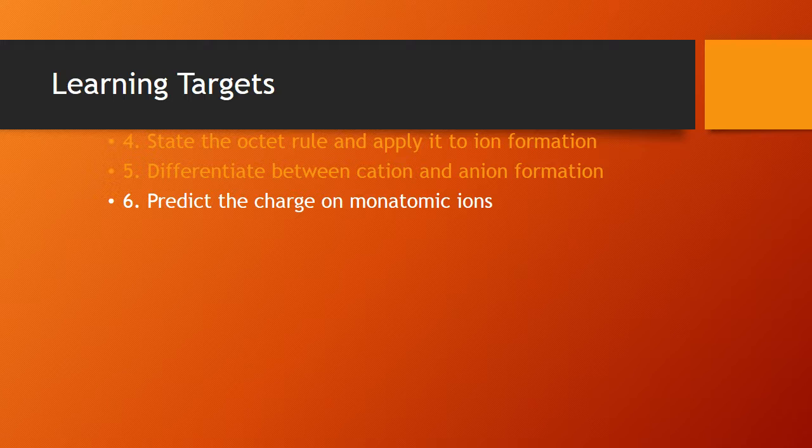Alright, so far in this lesson we've looked at these first 2 learning targets. We can state the octet rule and apply it to ion formation, and we have differentiated between cation and anion formation. The next thing we want to do is take what we've learned and predict the charge on monatomic ions.